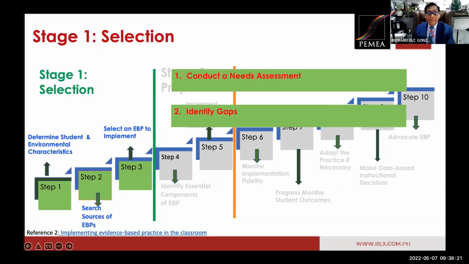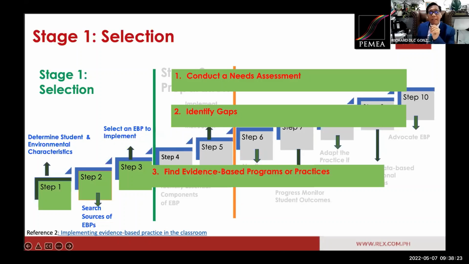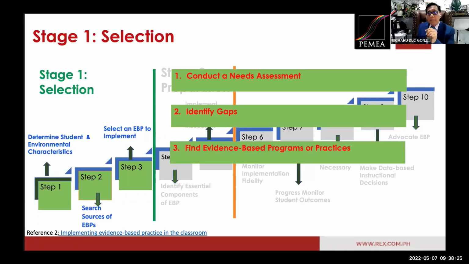Next is find evidence-based programs and practices. There are a number of methods that you might use to identify effective programs and practices for your intended group, either by school, by year level, or by subject.